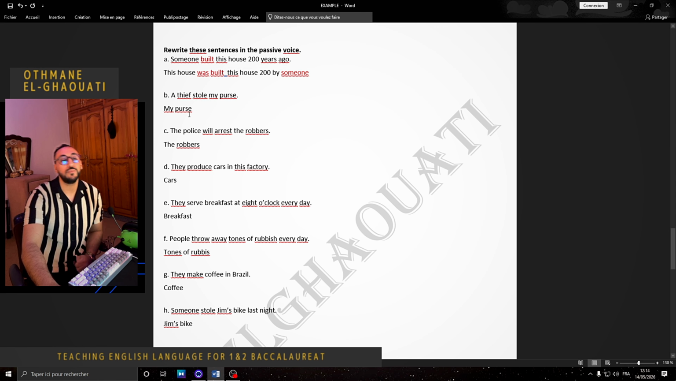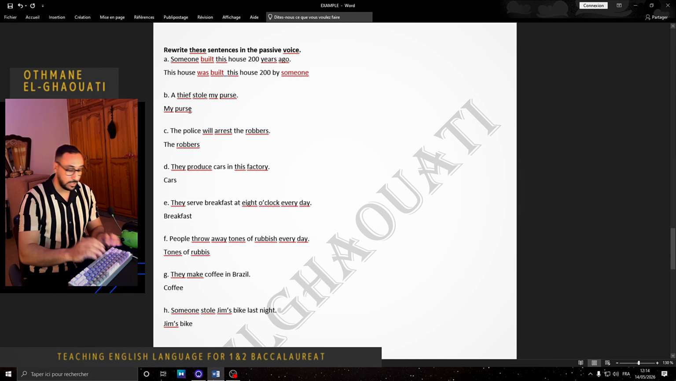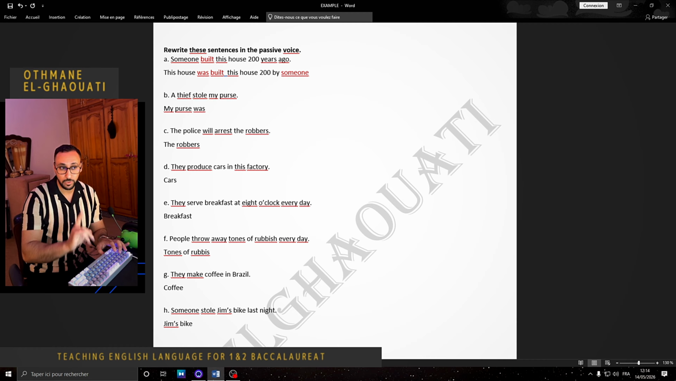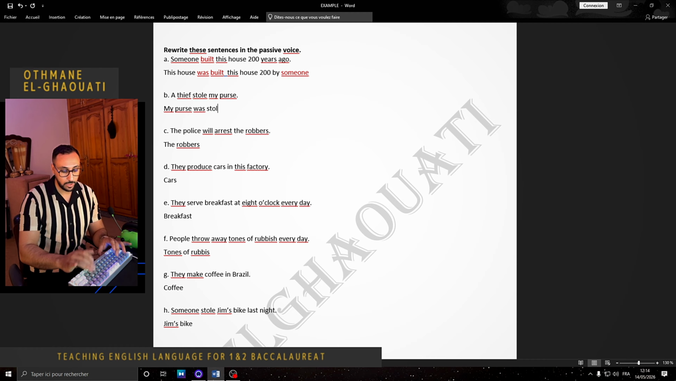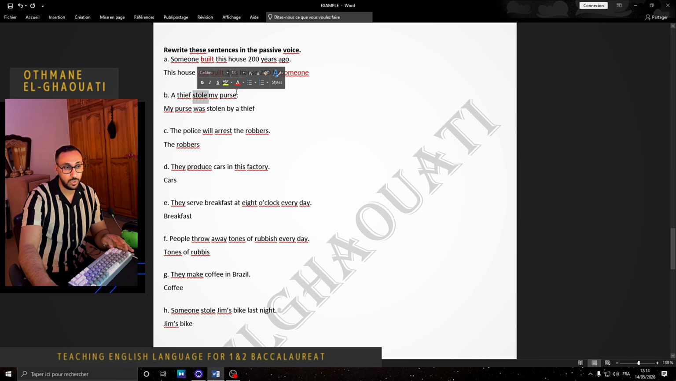Okay, let's move to the next one. A thief stole my purse. My purse, the object, becomes the subject. Now we have the verb stole, which is in the simple past. Stole means was or were, and then we move stole into the past participle. So my purse was, which is singular, stolen by a thief. The past participle of stole is stolen. So stole becomes was stolen, and then comes the agent at the end, by the thief.